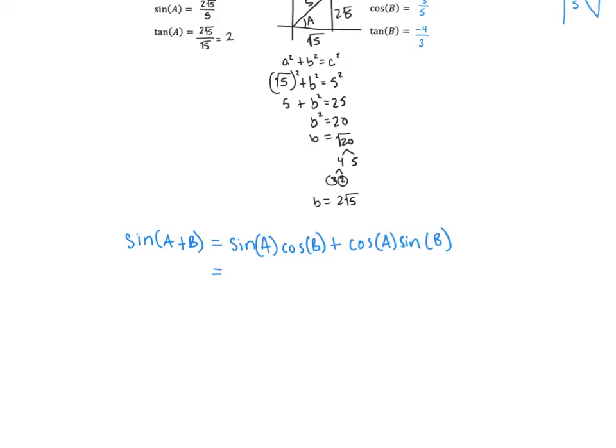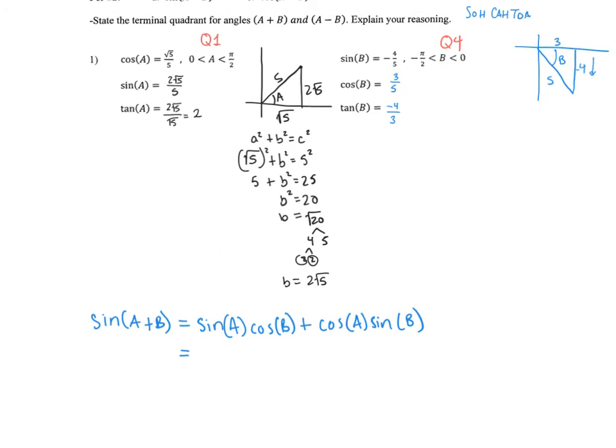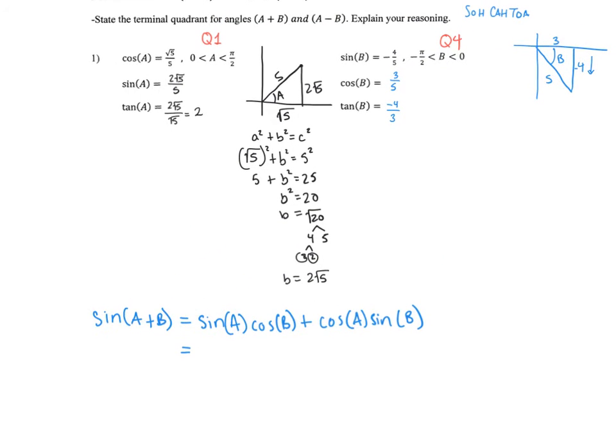So all we need to do is plug in all that stuff. The sine of a, let's go look up here, was equal to 2 rad 5 over 5. The cosine of b, which is right over here, was equal to 3 over rad 5. The cosine of a is back on the other side. That was equal to rad 5 over 5. And sine of b was equal to negative 4 over 5.